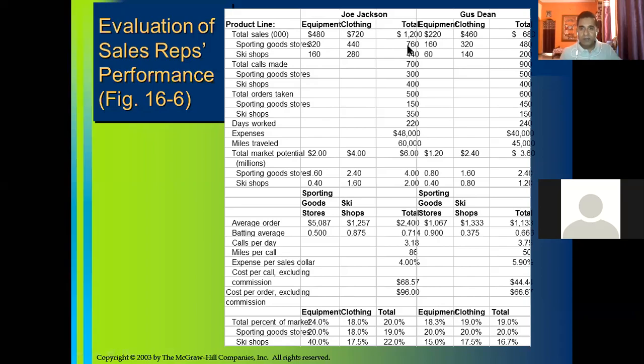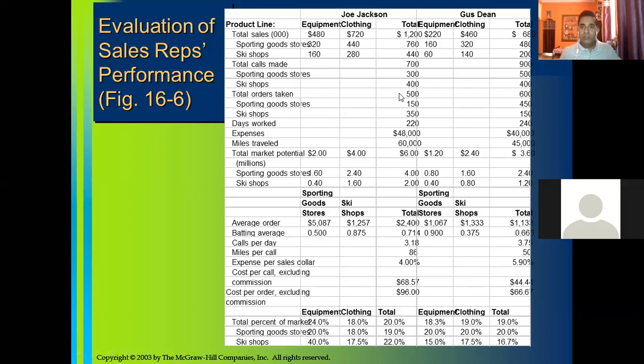So what we can see here very clearly is he has sold more to sporting goods stores rather than ski shops. He has sold less to ski shops and more to sporting goods stores. The total calls made by Joe Jackson are 700 calls. Among them, he has visited 300 sporting goods stores and 400 ski shops.